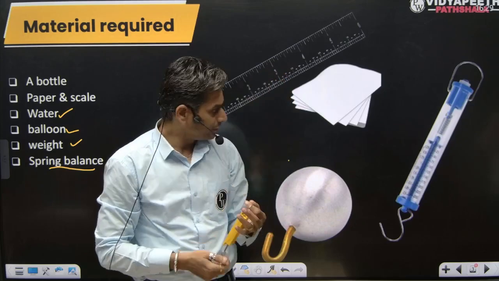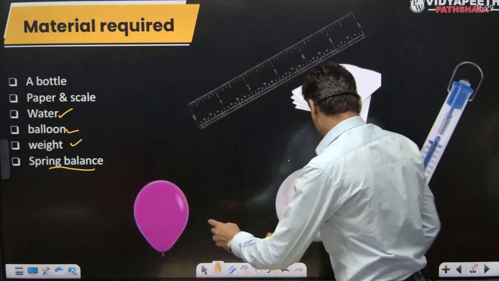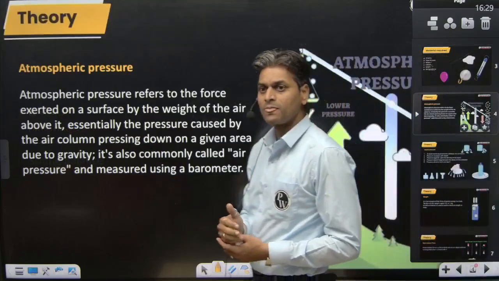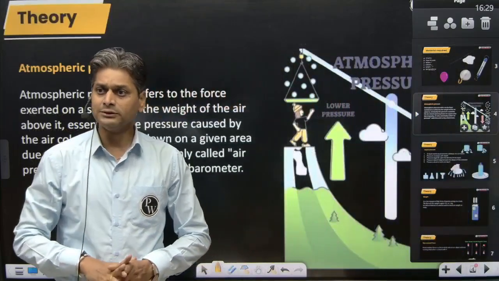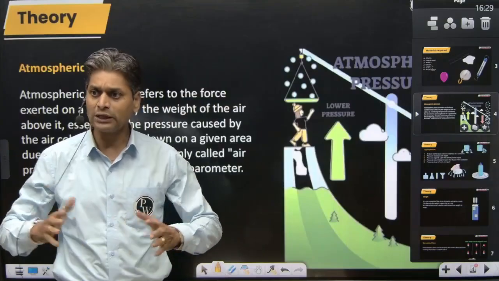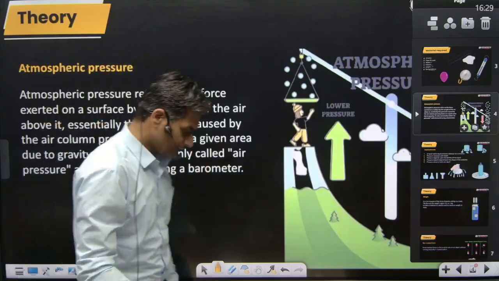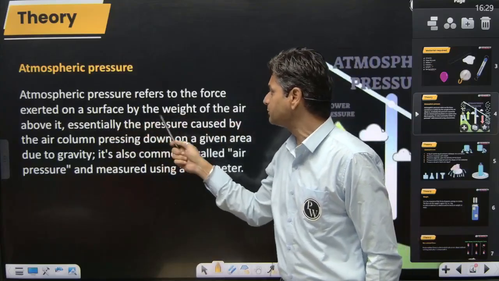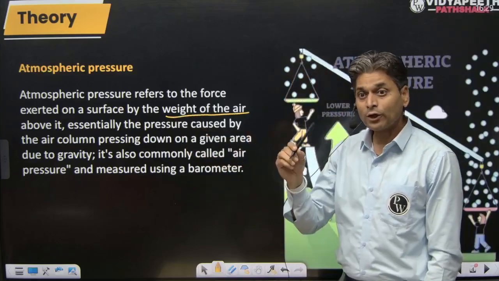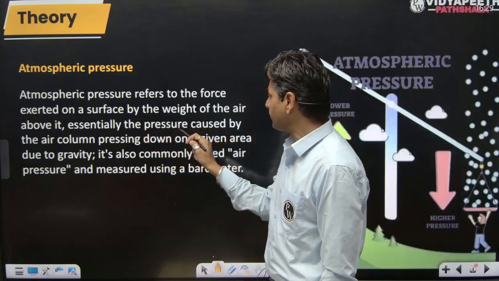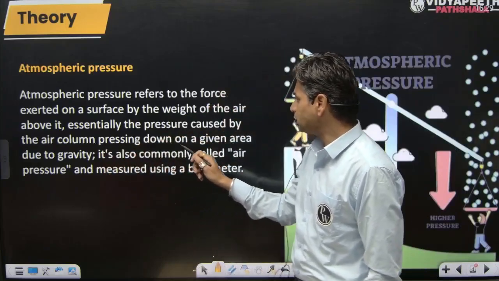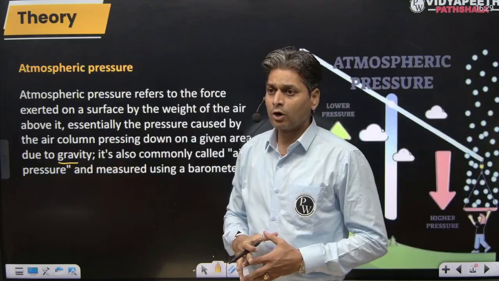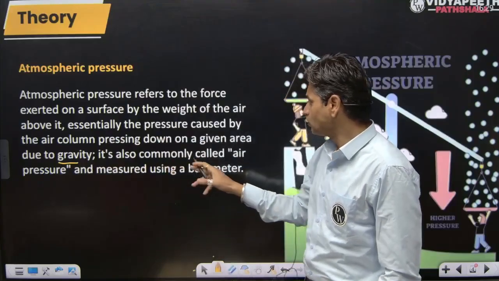That one we have to discuss one by one now. Very first, about the atmospheric pressure. The pressure exerted on us is because of gravity. Atmospheric pressure refers to the force exerted on a surface by the weight of the air. It is the pressure caused by the air column pressing down on a given area due to gravity. Because of gravity, the air is pressing on the objects, and it is commonly called air pressure.